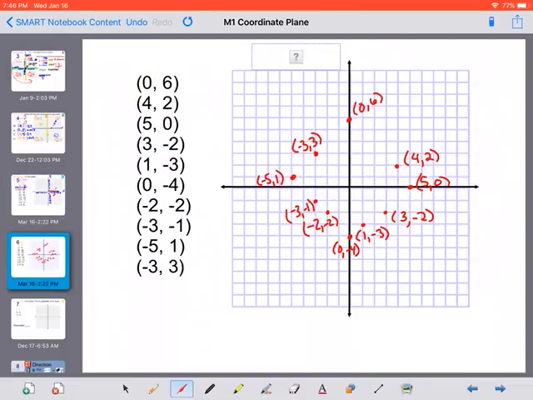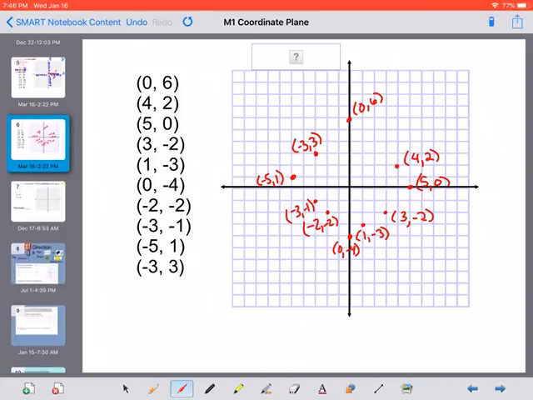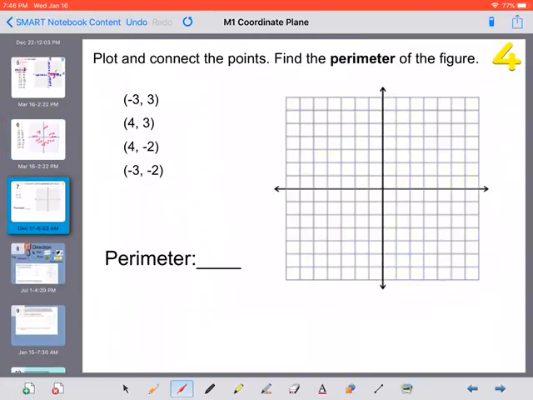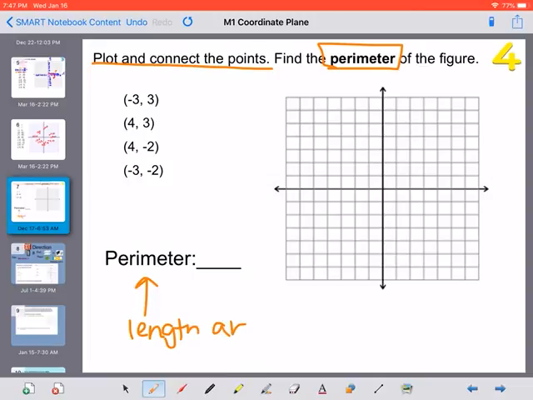So here are each of our points. They actually form kind of a rectangle or a square. So go ahead and pause the video and check to make sure yours match. And then we're going to do our very last slide. It says plot and connect the points. Then the second part, find the perimeter of the figure. Perimeter, remember, means the length around an object. So we're going to add all the sides up.